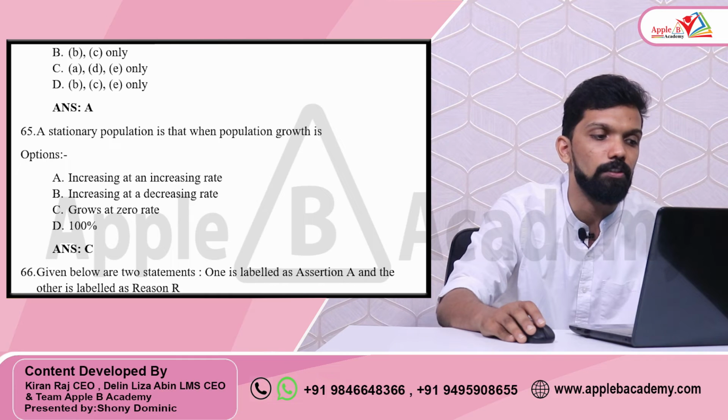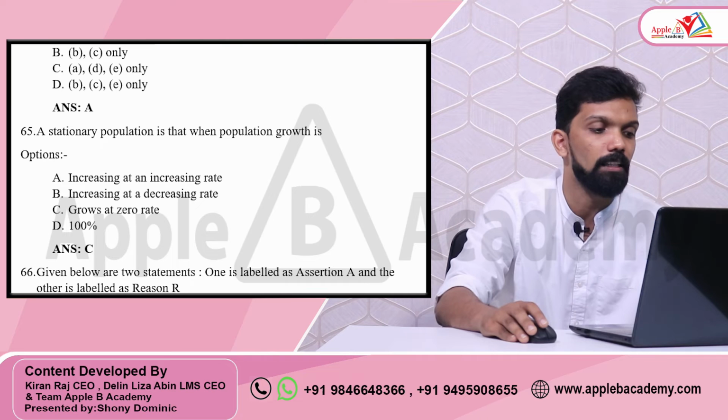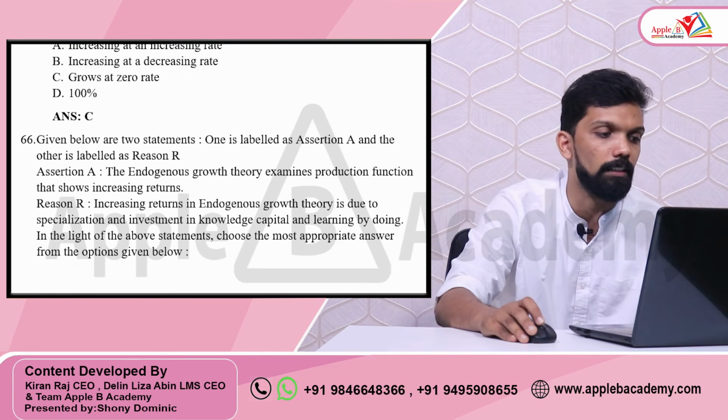So question number 65. A stationary population is what? When population growth is increasing at an increasing rate, increasing at a decreasing rate, grows at a zero rate, 100%. So the right answer for this question is option C, grows at a zero rate.